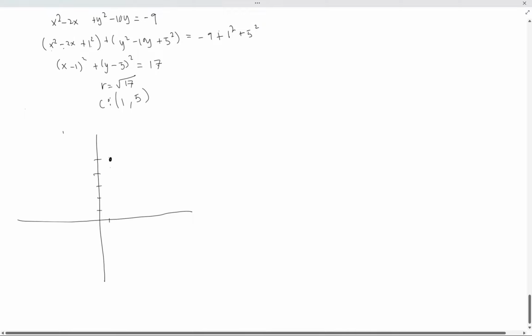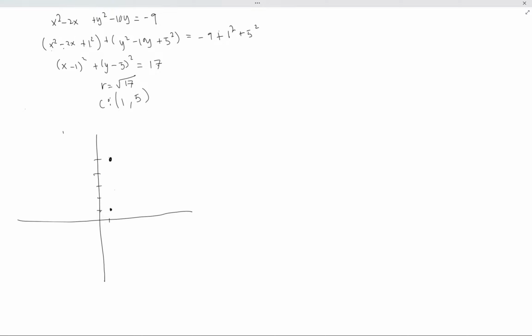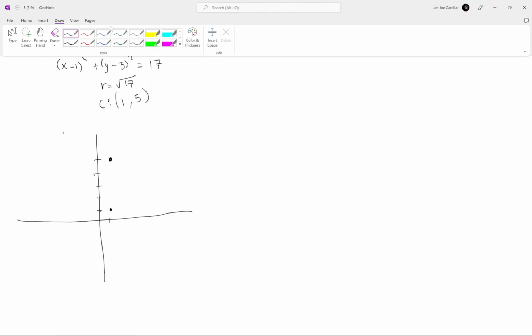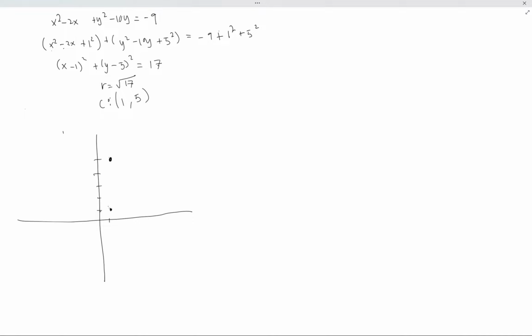So starting from the center, we need to move 4.1 units below. That is 1, 2, 3, 4, and maybe a bit here for 0.1. So it means that our circle should end up right there. Okay, and then in that case, let me draw an approximate circle right here, perhaps. Okay, so that is our circle. Now just imagine that is correct.